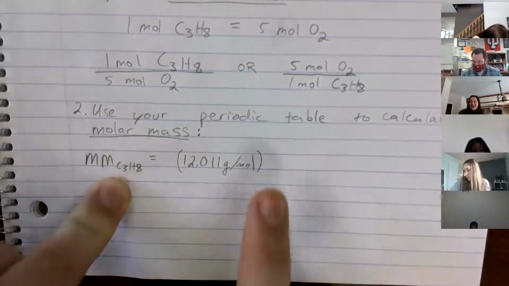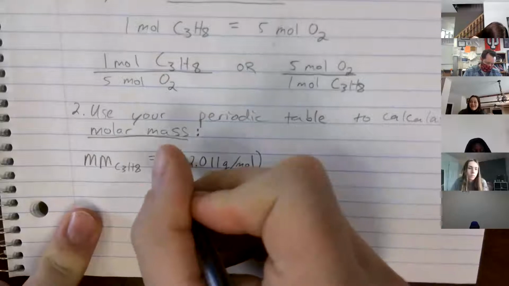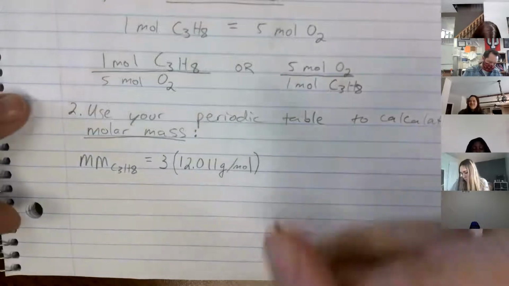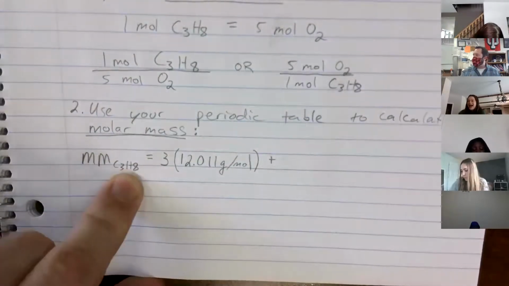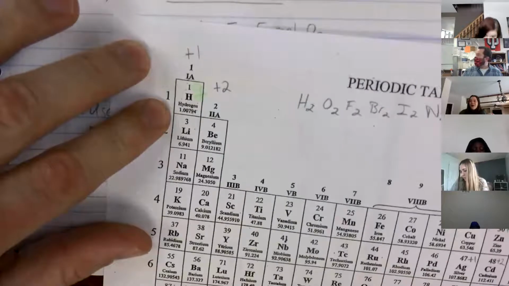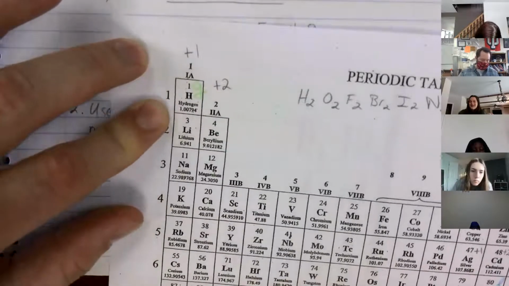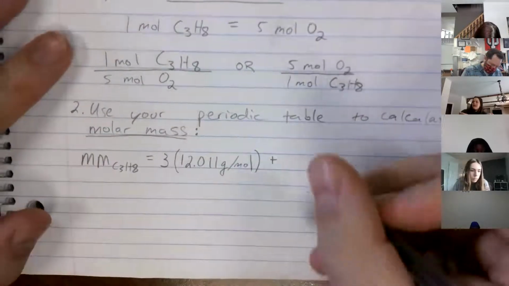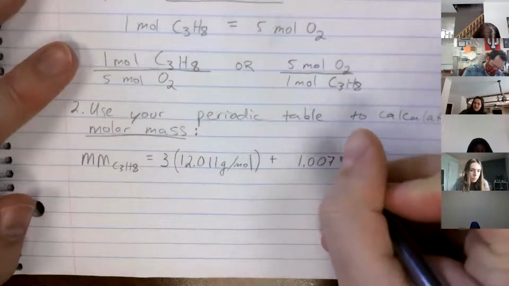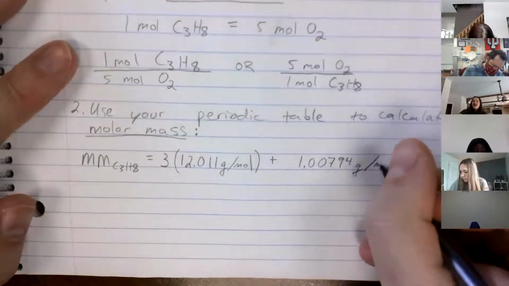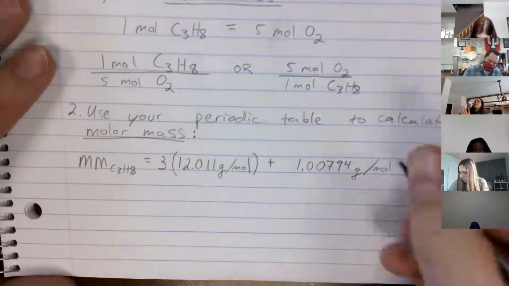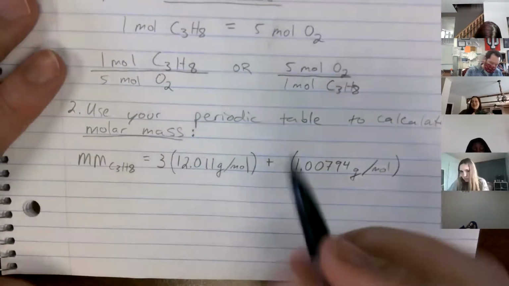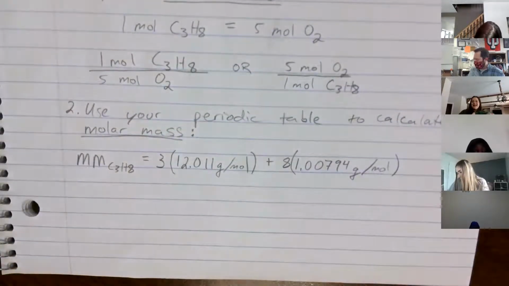Here's the thing. We don't just have 1 mole of carbon, though. We have 3 carbons. Multiply that by 3. Plus, we also have hydrogen. Off the periodic table, we find hydrogen, 1.00794. If you can't read that, sorry, but you have your own. Go get it out. Make sure you put a unit on that, grams per mole. And this one I want to multiply by 8. I've got 8 hydrogen, so put 8 outside.